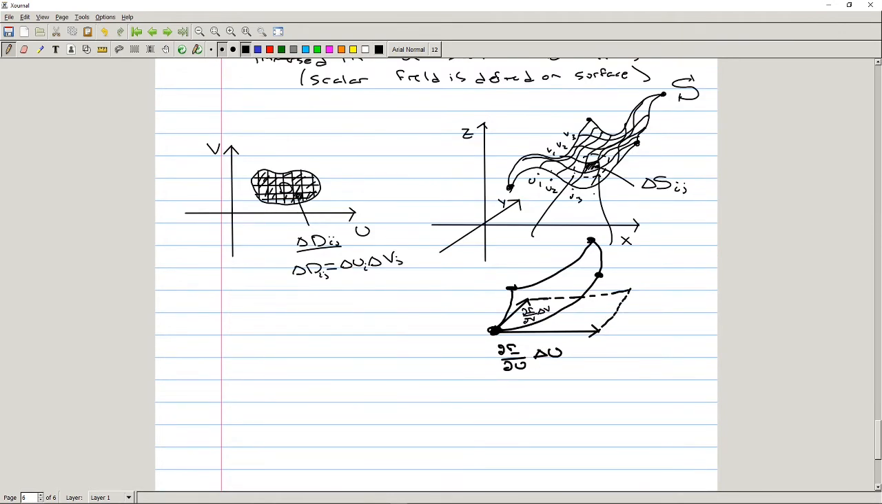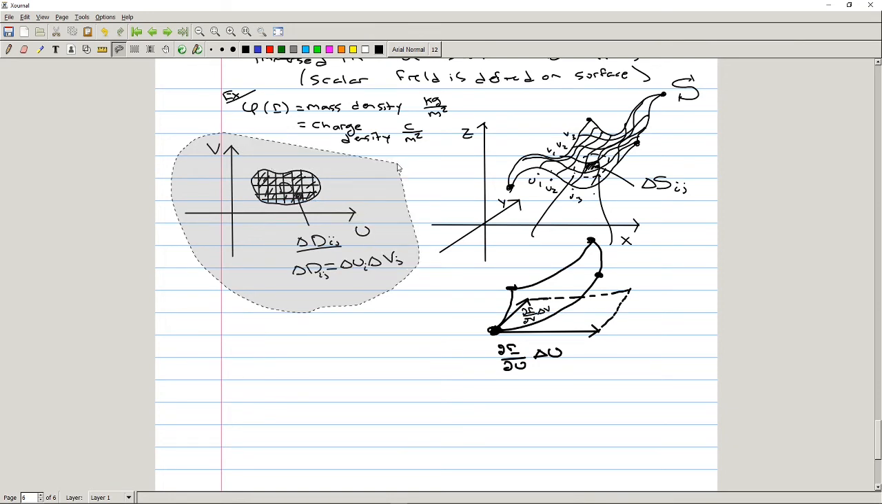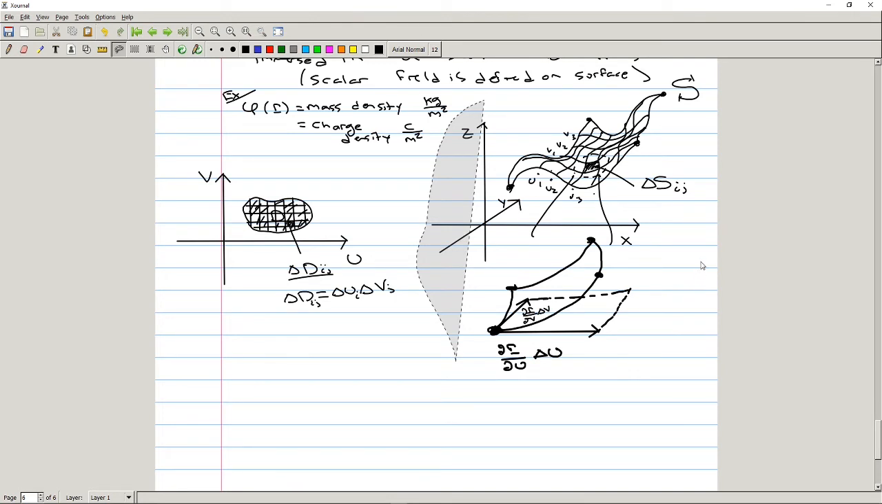So this could be a temperature field, or it could be a mass density field. For example, phi of r could be the mass density or the charge density. If it's a mass density, it's measured in kilograms per meter squared because it's a surface mass density. Or it could be a charge density, in which case it'd be measured in coulombs, which is the unit of charge, per meter squared. These are just a couple different examples of what phi could be. But assume that we have this scalar field defined on the surface, and we want to figure out the total accumulation of this scalar field on the surface in question.